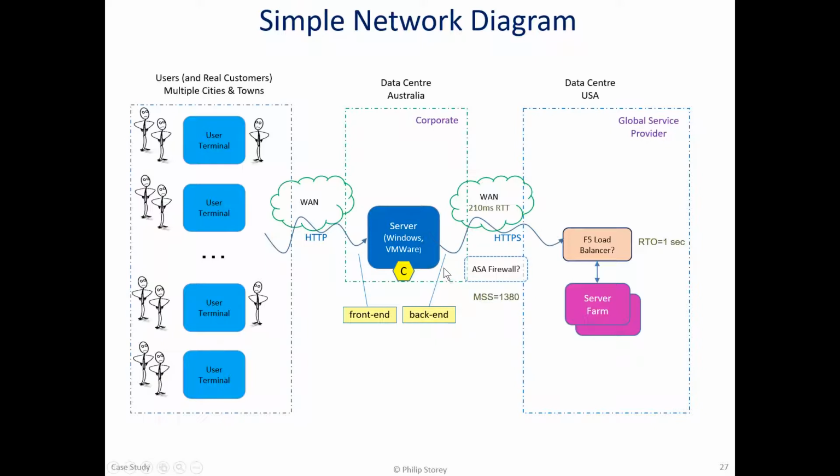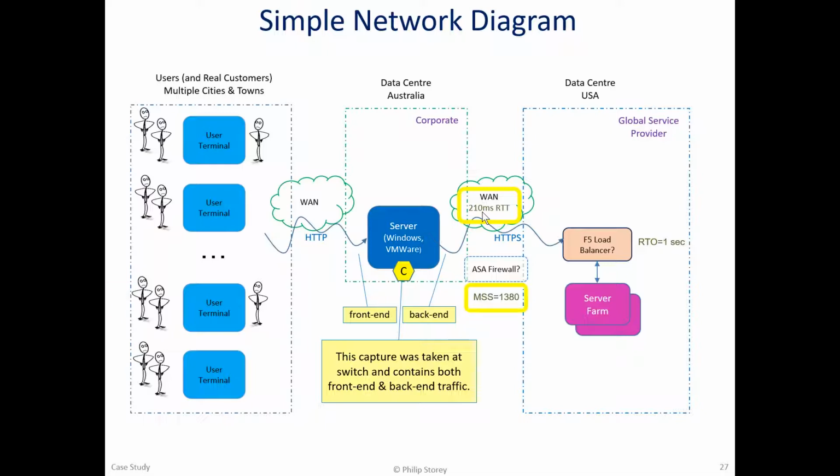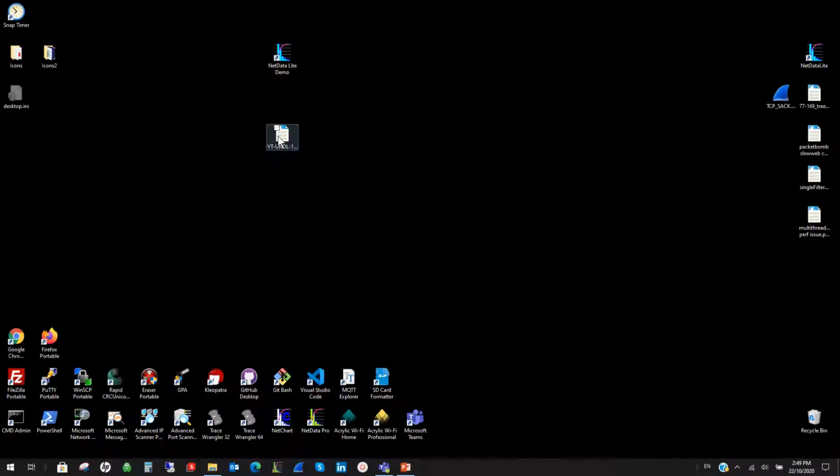Although there were several different back-end transactions, the big ticket items were these encrypted transactions going all the way to the USA over a network that had a 210 millisecond round trip time. The MSS observed was 1380, so that led me to think that there's possibly an ASA firewall either at this end or the other end. They also observed retransmission timeouts of 1 second, and that led me to think that possibly there's an F5 load balancer, probably in the USA. So let's look at an actual packet capture of the front and back end traffic.